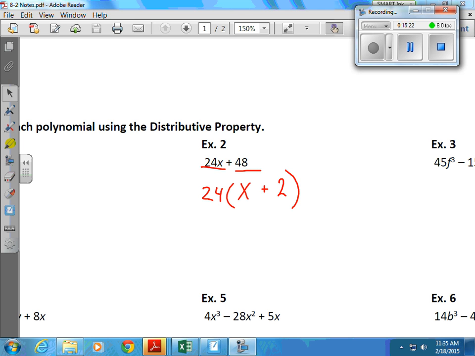So you check yourself. Once you think you factored it right, go back and check. Go back and do the distribution that we learned a long time ago, and make sure 24 times x is 24x, and 24 times 2 is 48. Make sure that what you get is what you started with, because this is your answer right here. This is factored.